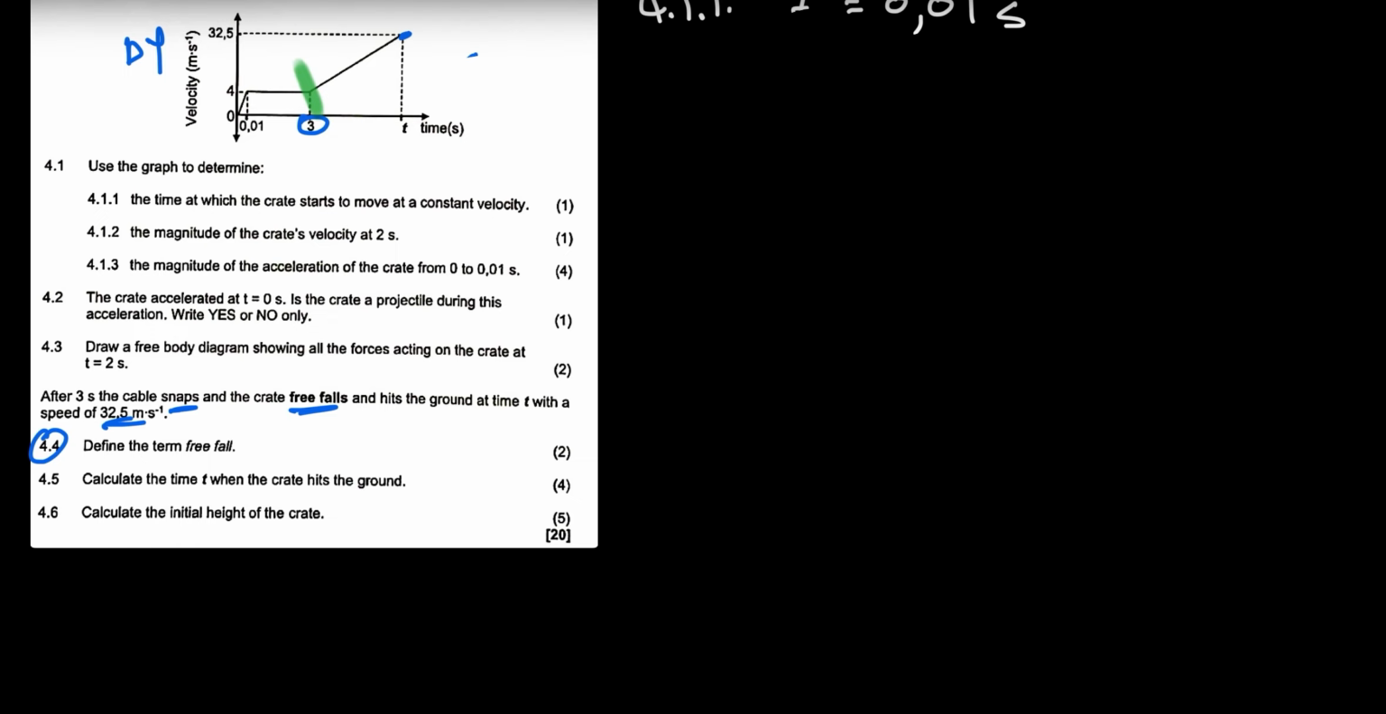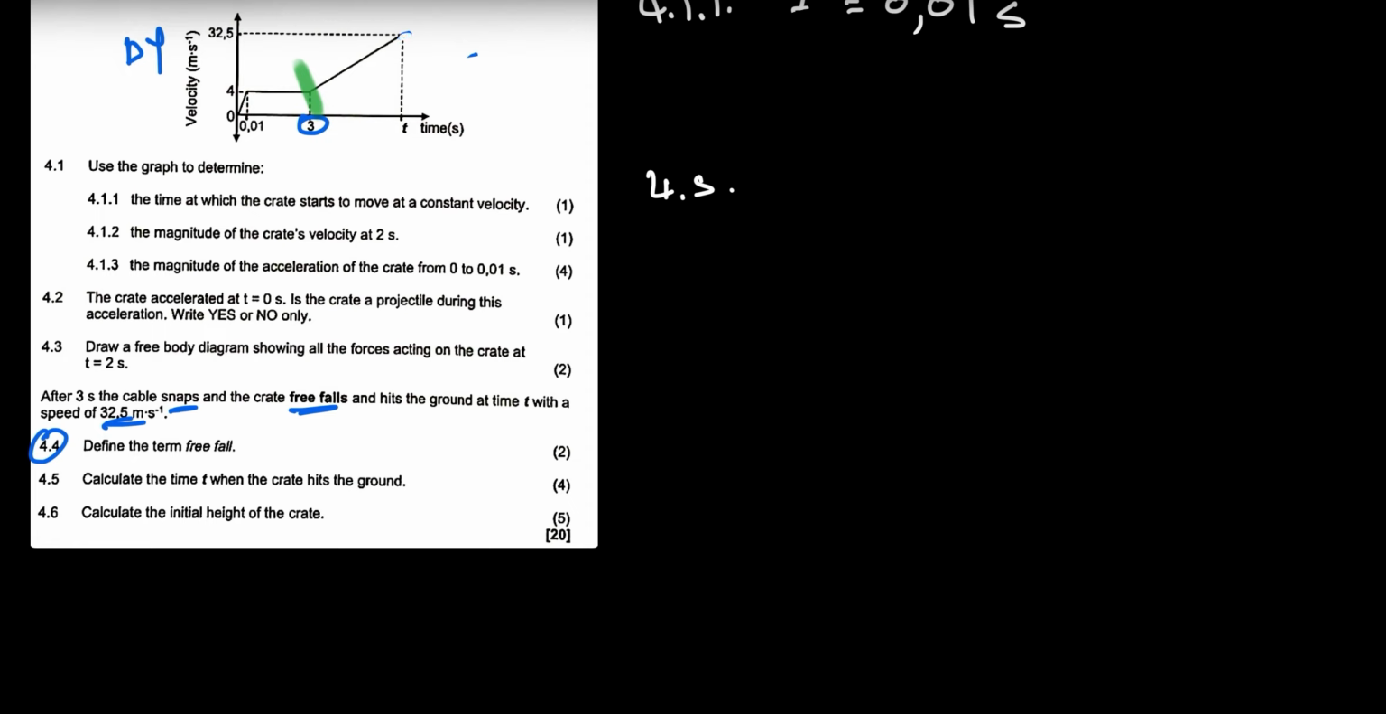So the first question says we must define the term free fall. Free fall is the motion under the influence of gravitational acceleration only. So that is how we define that. Now we should answer 4.5. 4.5 says calculate the time when the crate hits the ground. So now we should calculate the time at this point.